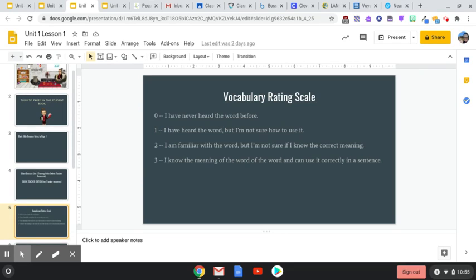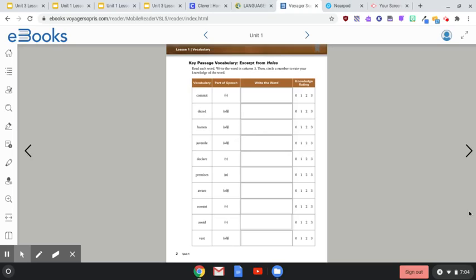The points are not a grade. They are just there to help you know which words you need to focus on. By the end of this unit, you should be able to change all your ratings to a 3. That's the goal. Let's take a closer look at the words. Let's read the first word together.